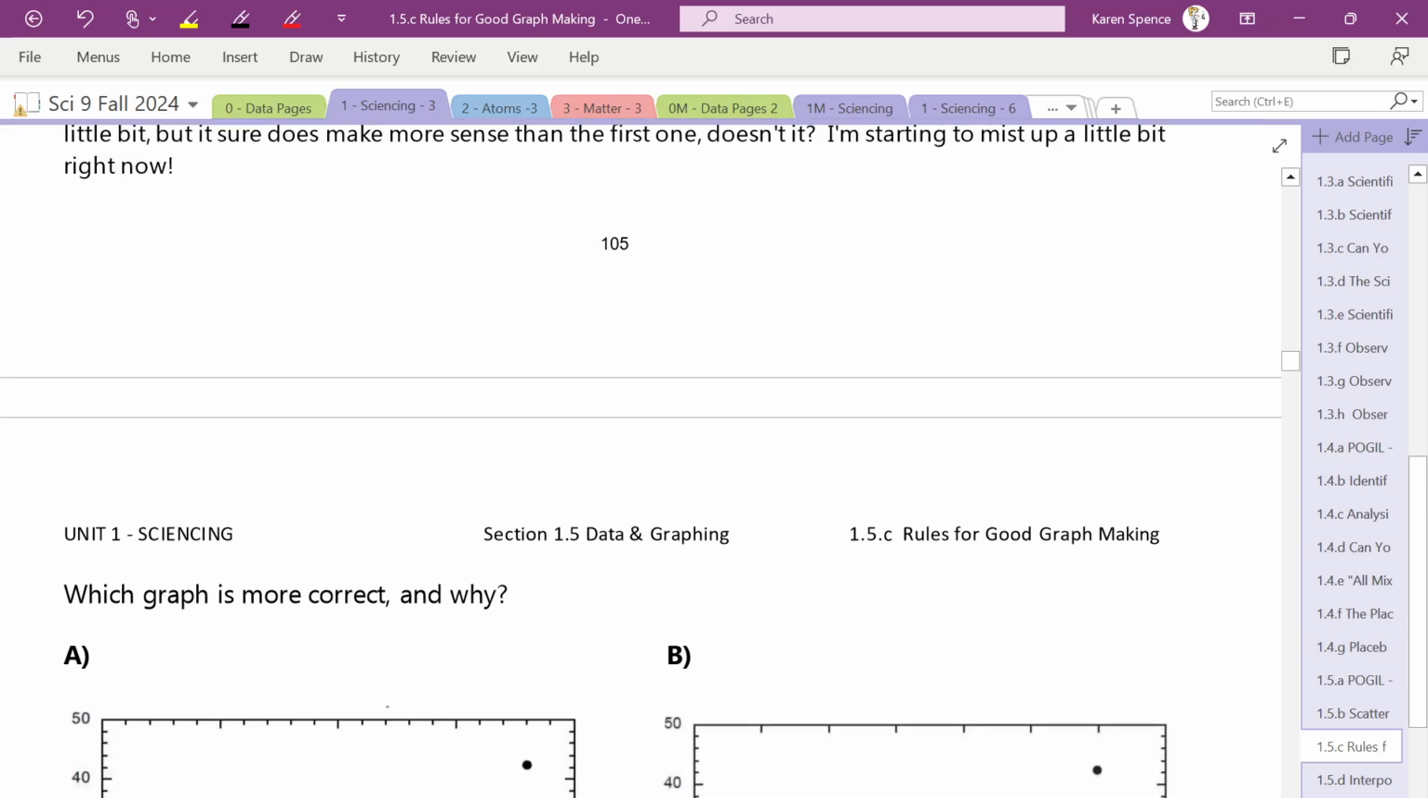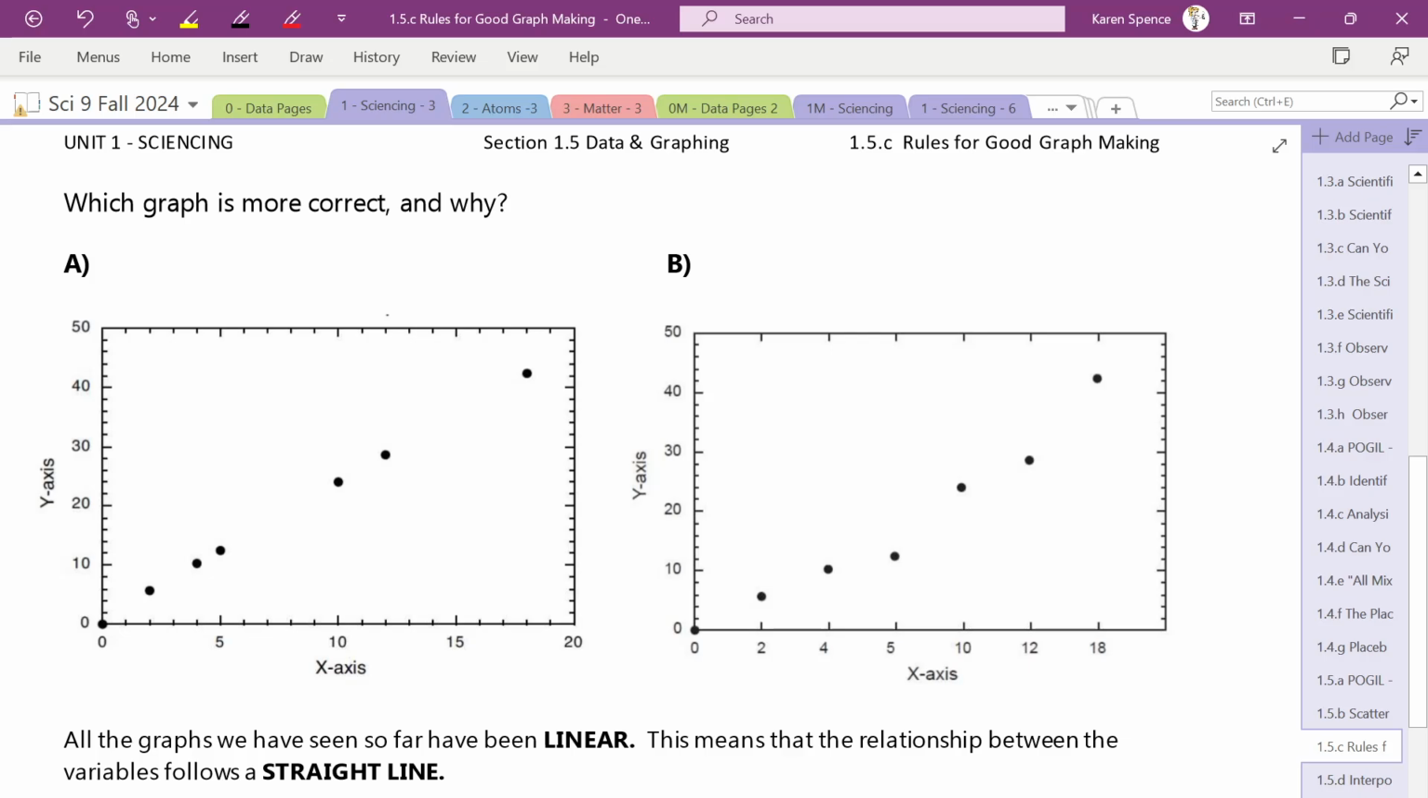So we're now on the next page. We are now on page 106. Turn to page 106. Which graph is better, A or B? We will vote on this. So we get to vote either A or B or I don't know yet. Okay?